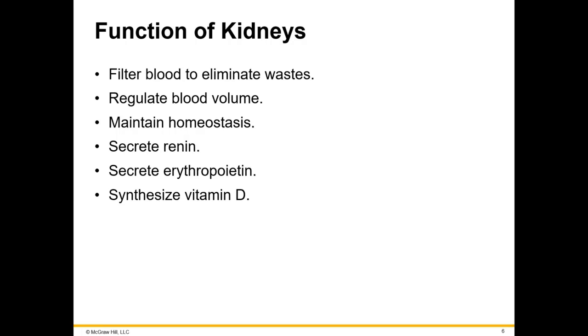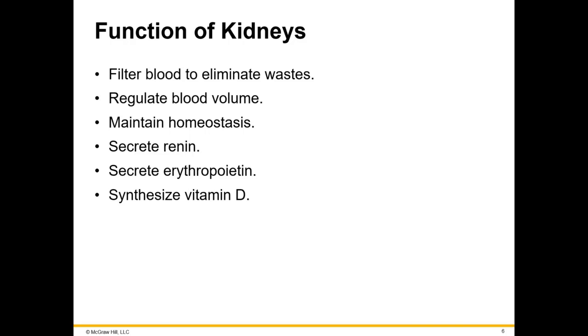The kidneys secrete renin, which is responsible for maintaining blood pressure. The kidney secretes erythropoietin, which regulates production of red blood cells. Remember, erythro is one of our words for red, and it's a blood word part. The kidney synthesizes vitamin D, which helps maintain normal blood calcium levels.